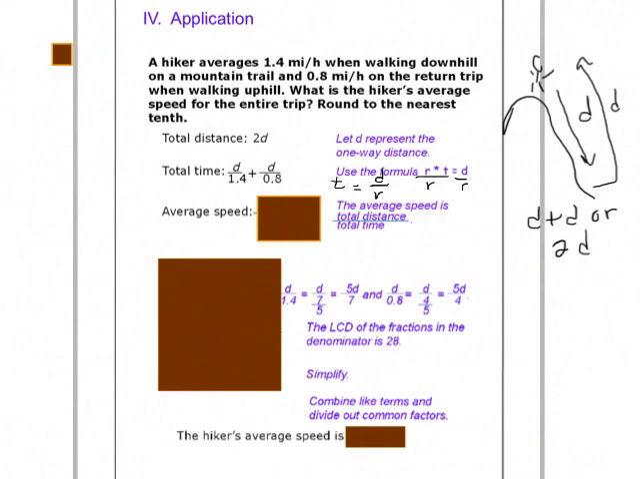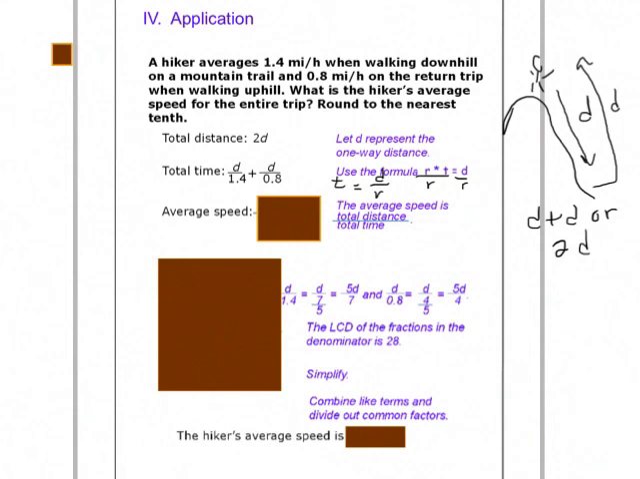Okay, so now let's see if we can come up with the total time. Walking down the hill, the biker walked at a rate of 1.4. So his time is going to be d divided by 1.4. Walking up the hill, he walked a distance of d, and he walked at a rate of 0.8. So his time is going to be d divided by 0.8. Now, we're going to next find the average speed.